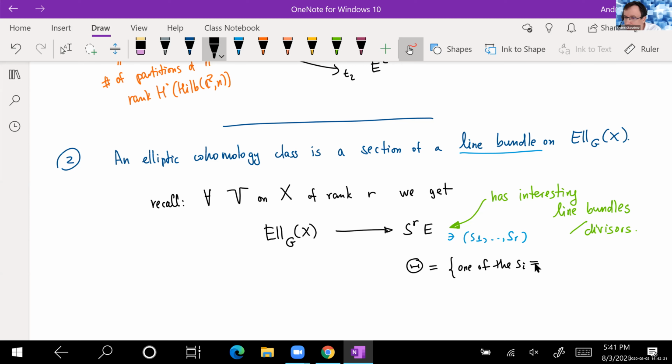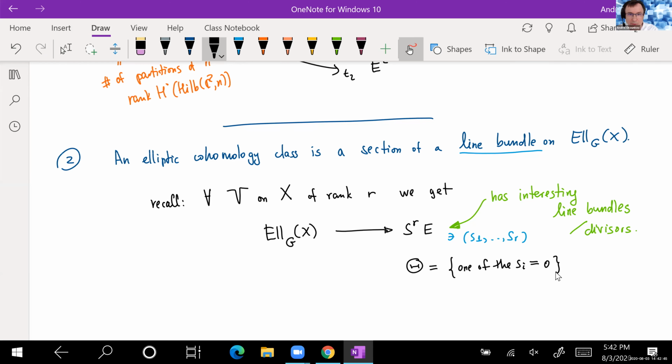Let me read what Konstantin says. Okay. Well, in the absence of untwisted, right? So then it's the only one untwisted. So let me. So one of the SI is equal to 0.